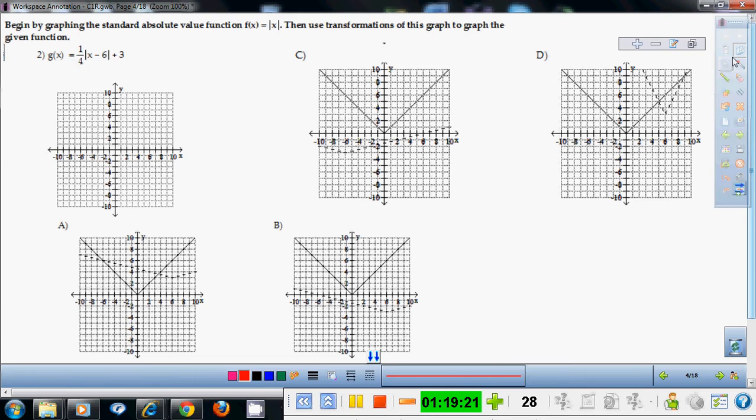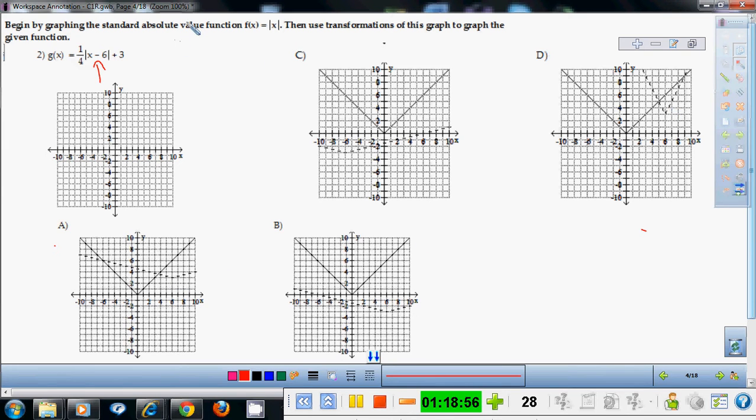Let's look at the easy stuff first. Who can raise your hand and tell me what shifts are happening here? Up 3. So let's just look at which ones are going up 3. That looks like A and D went up 3. Now what's the other shift? Right 6. Well, it looks like they both went right 6. So that didn't help us.